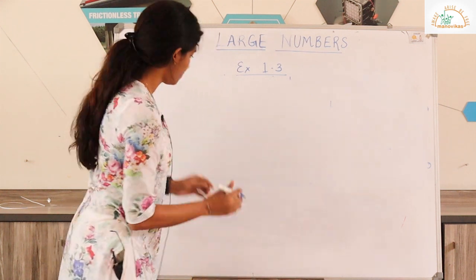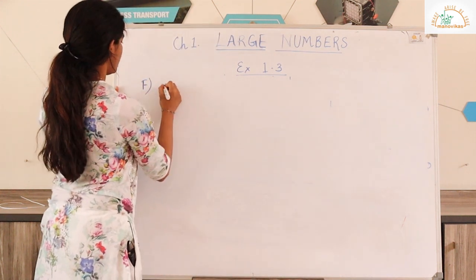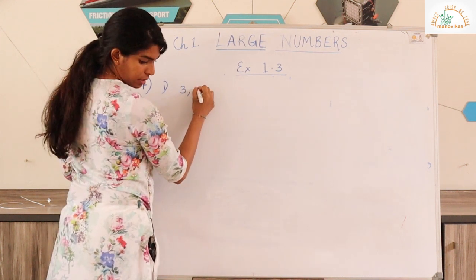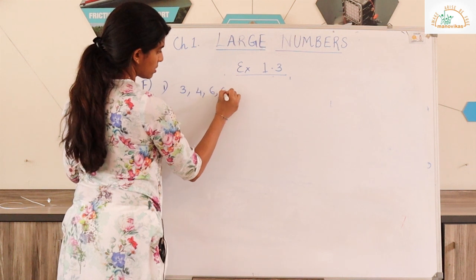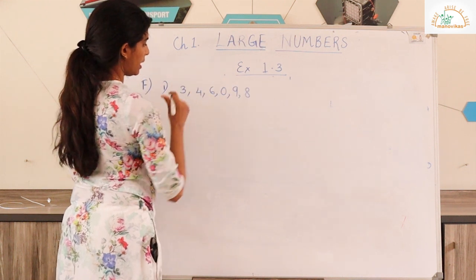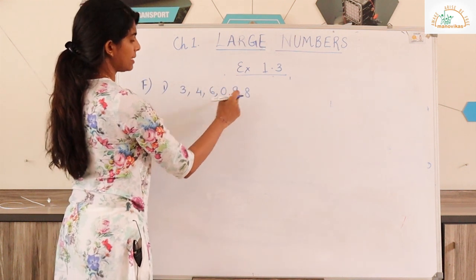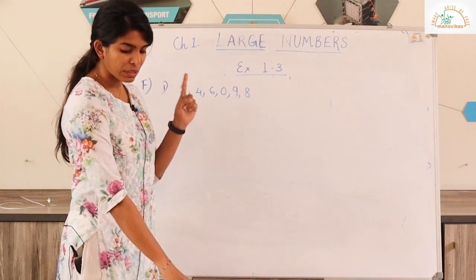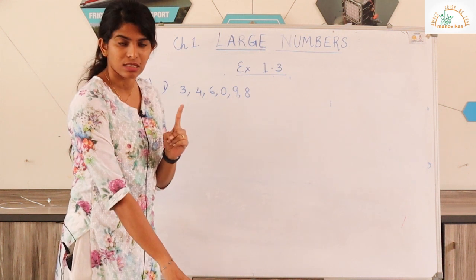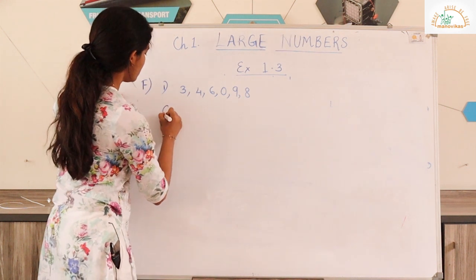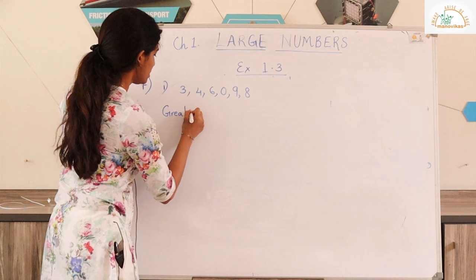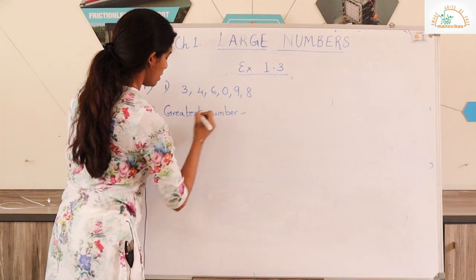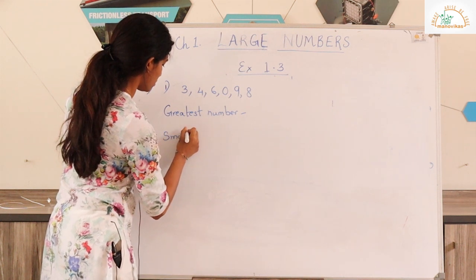Let's do F, the first one. Now they have given us digits 3, 4, 6, 0, 9, 8. 1, 2, 3, 4, 5, 6. They have given 6 digits. We have to use each digit only once, and make the greatest number and the smallest number.